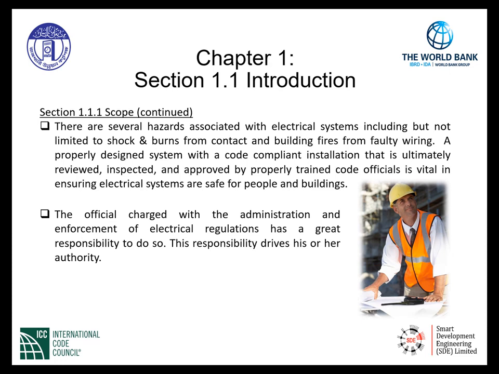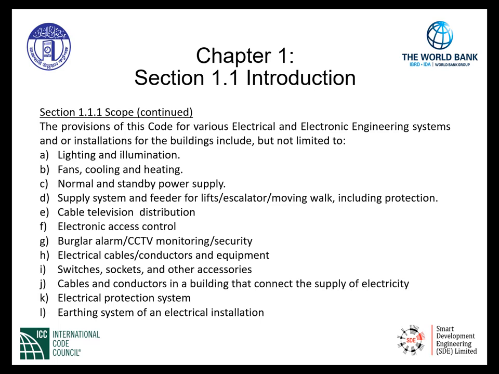The code official is charged with the administration and enforcement of electrical regulations, and has a great responsibility to carry out the duties to make sure that people are safe after the installation of electrical systems. This responsibility drives his or her authority accordingly. Additionally, the provisions of this code for various electrical and electronic engineering systems and installations for buildings include, but are not limited to, the following: lighting and illumination.